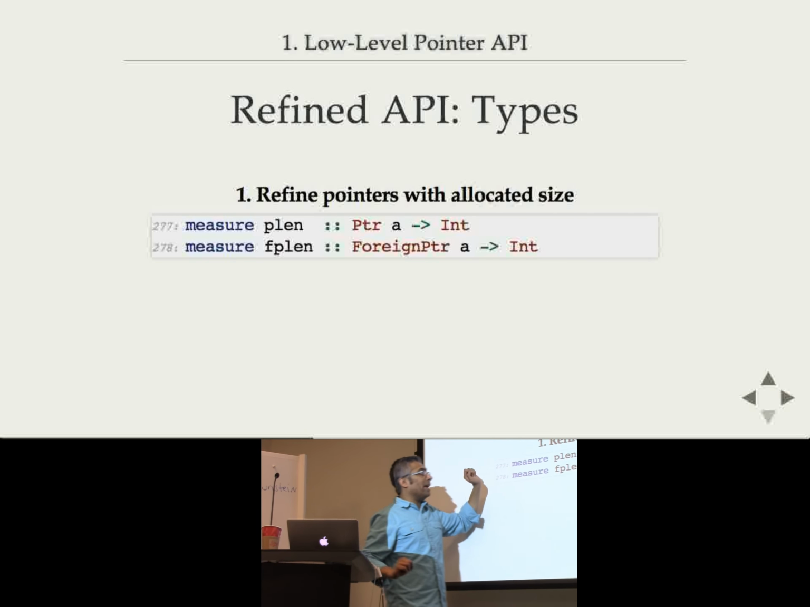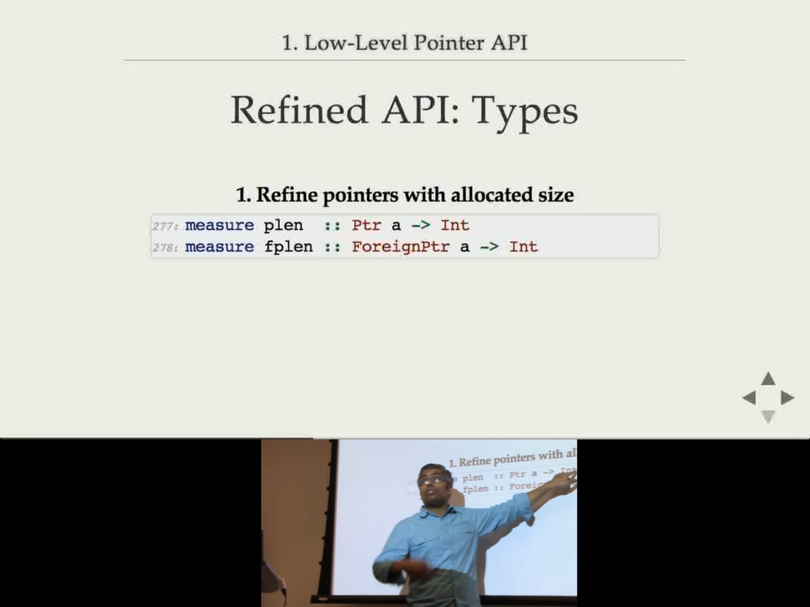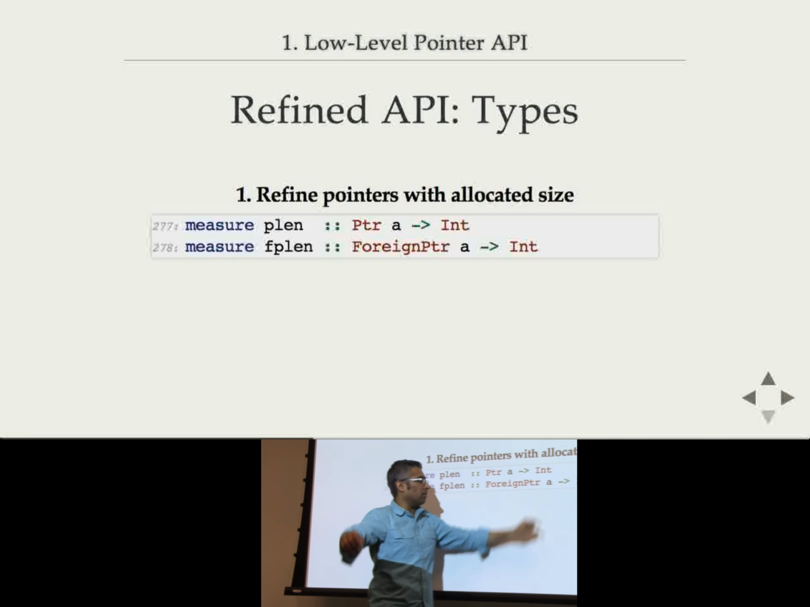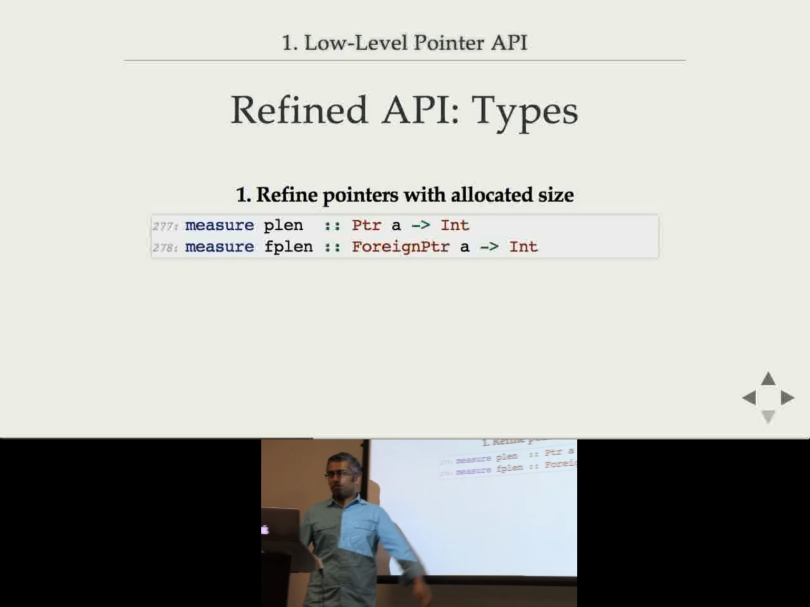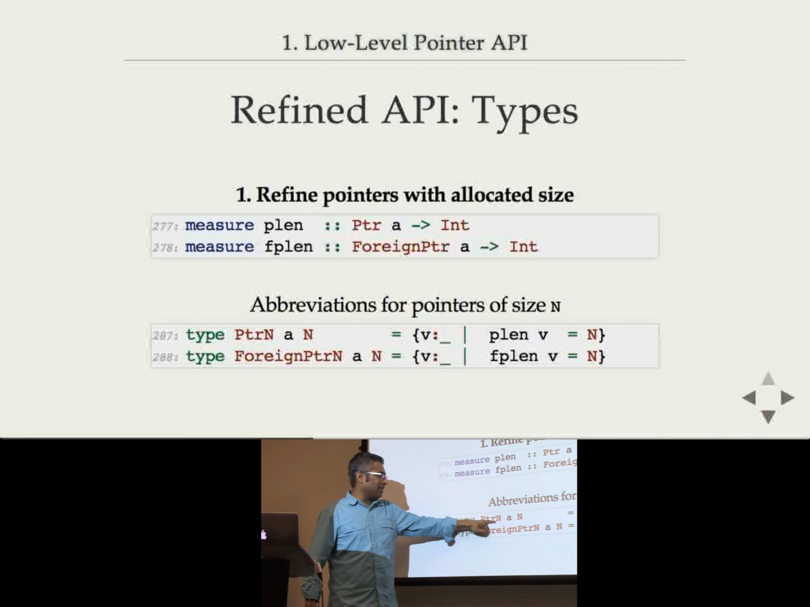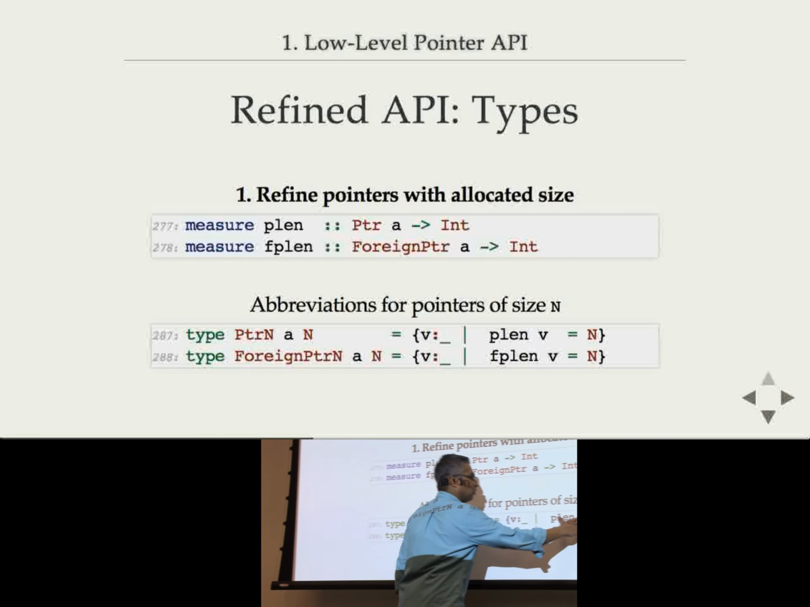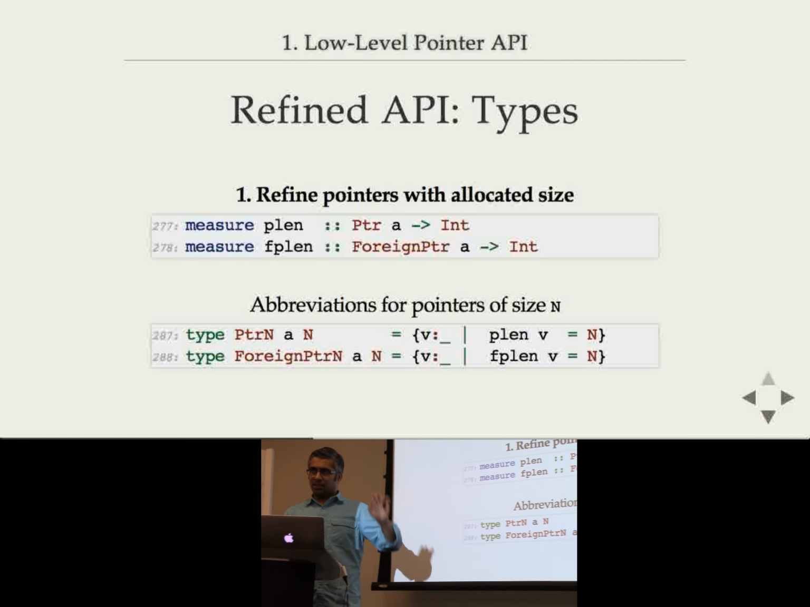So I'm going to create two measures. I'm going to create a measure called plen, which takes a pointer and tells you how much space remains in the buffer pointed to by that pointer, and the same thing called fplen, right, which works for foreign pointers. Okay? And here are some little abbreviations. So type Pointer n is a pointer to a buffer with exactly n bytes, and the same for foreign pointer. It makes the signatures a little more pleasant.